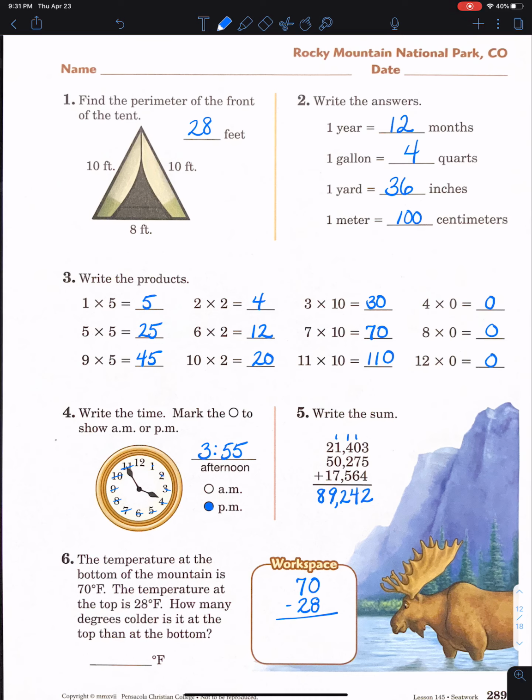Well, we can't take 8 from 0, so we're going to borrow one of these 10s over here. We're going to take one from the 7, make it a 6, and then we're going to move that 10 right over here to the 1's place. 10 minus 8 is 2. 6 minus 2 is 4. So the difference in temperature between the top and the bottom is 42 degrees Fahrenheit.